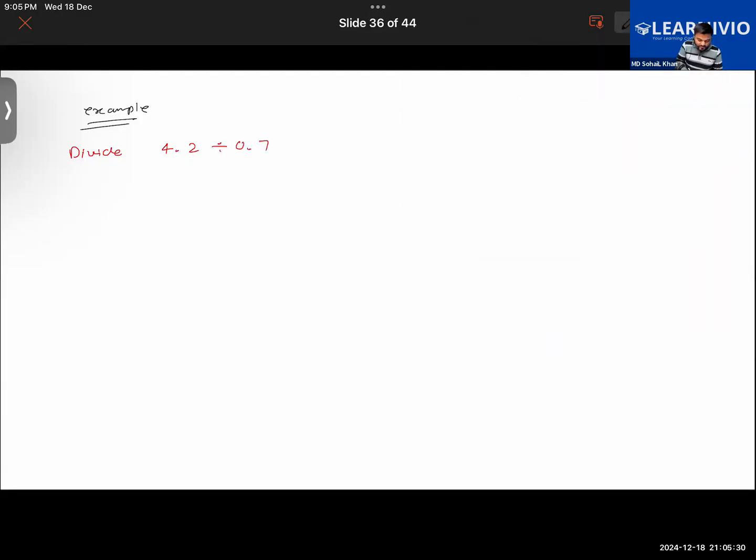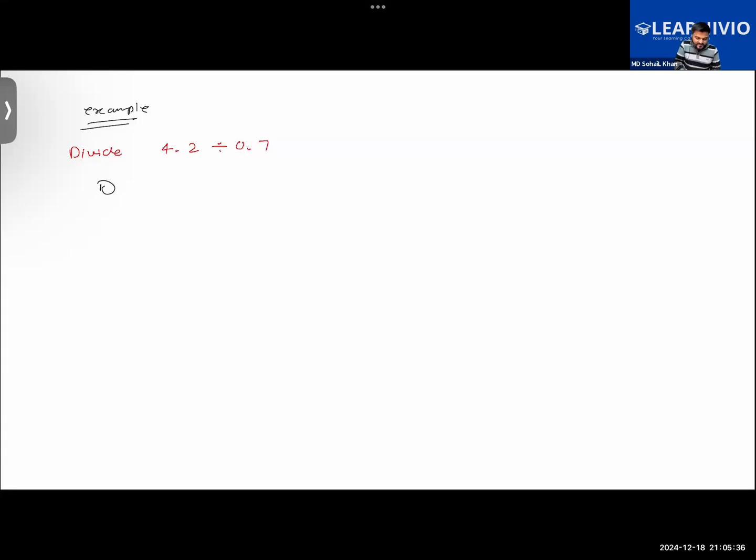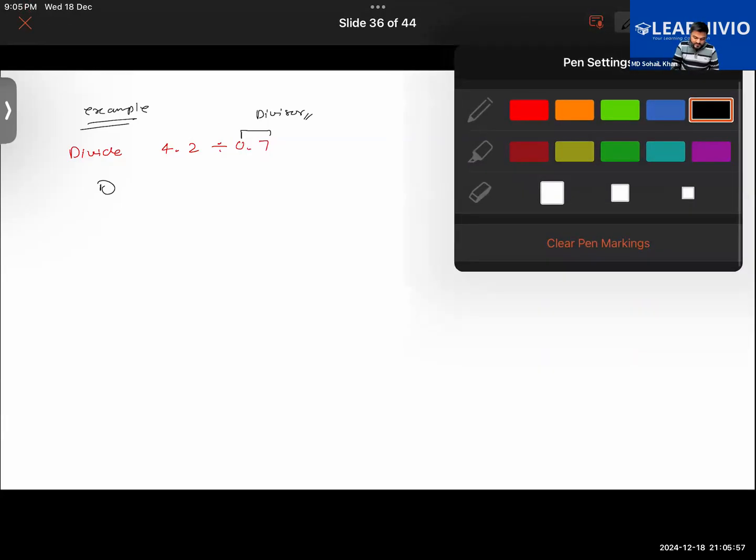So first, in the first step, we are going to convert 0.7 into a whole number. The divisor, this is the divisor here, right? Isn't this the divisor, Habib? This is the divisor. So we are going to convert this into a whole number. Right now it is a decimal number, so we have to convert it into a whole number. This is 0.7.